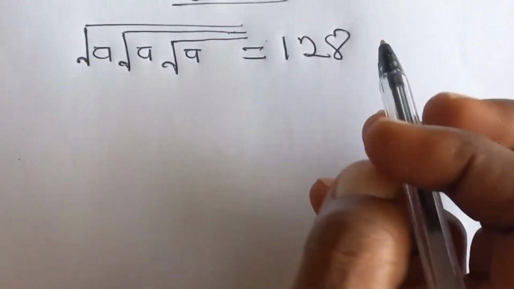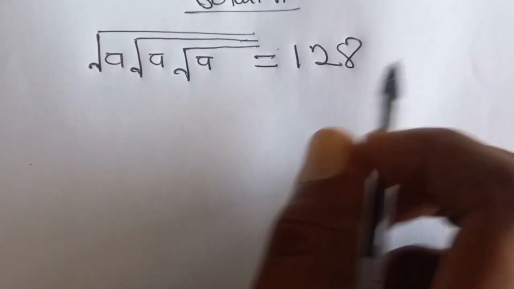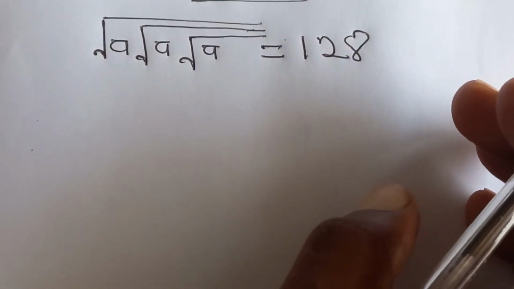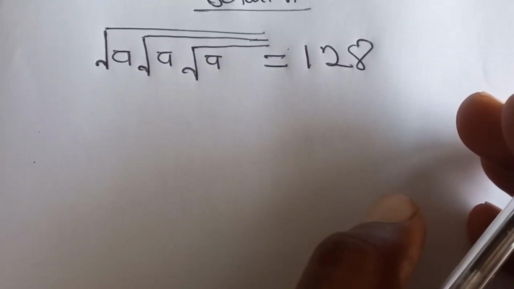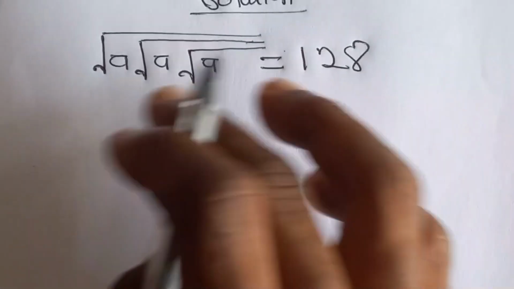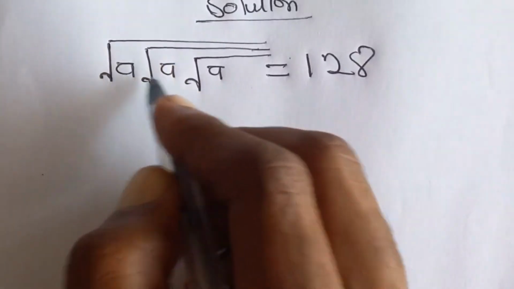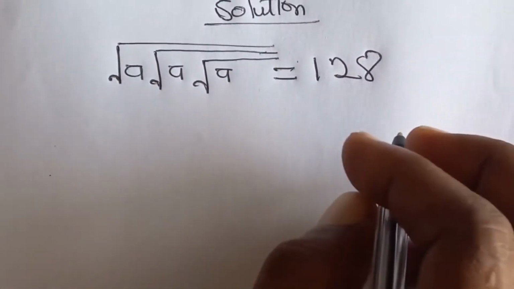To solve this question, this is a radical on our left hand side, which is equal to 128. Okay, so today we are going to show you the simplest or easiest way to solve this type of question. So let's begin by separating these radicals.